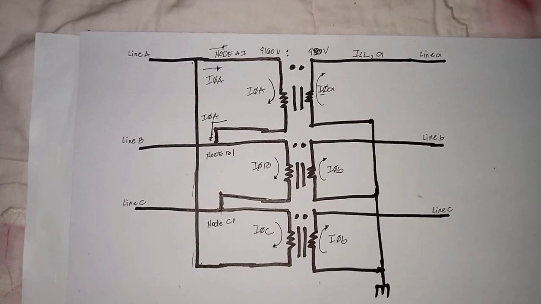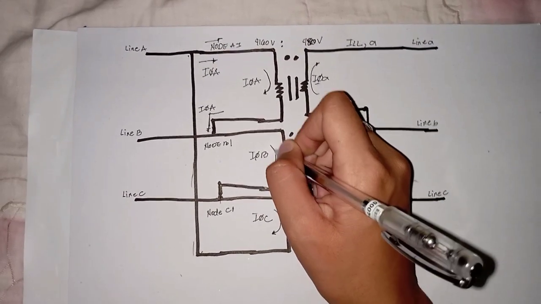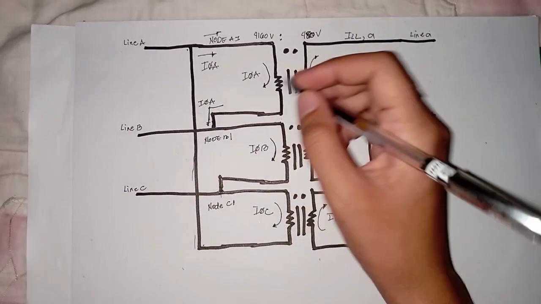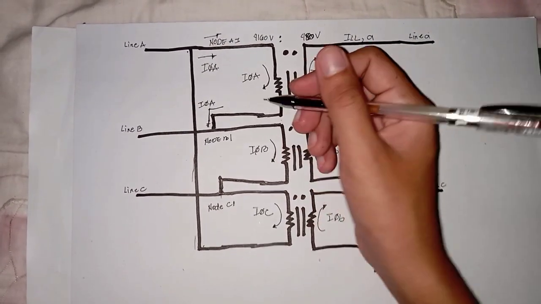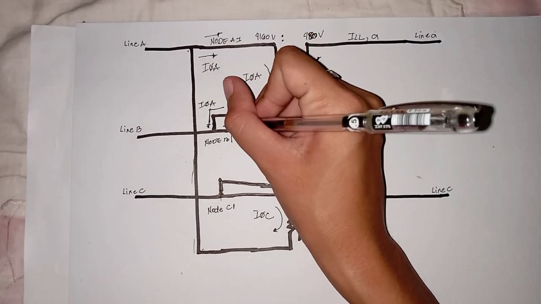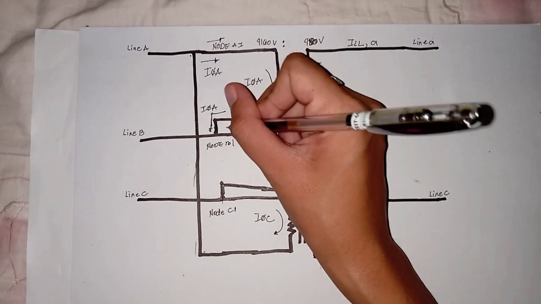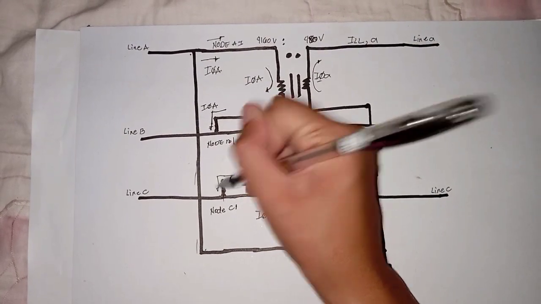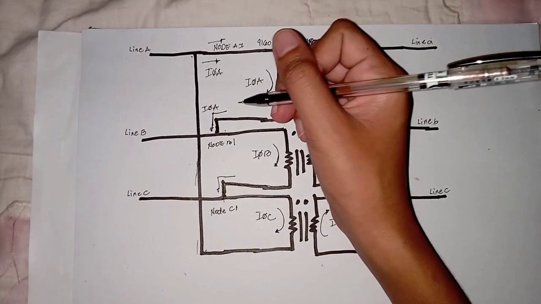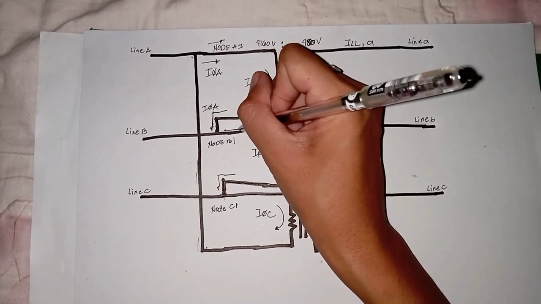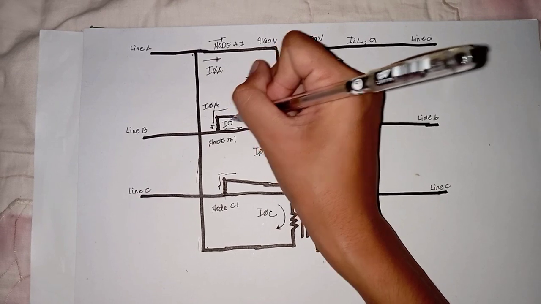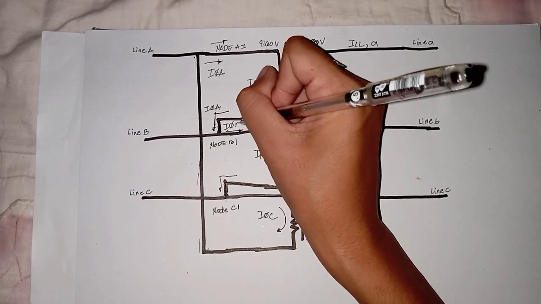So let's move to the phase B current. That primary B current must flow into the polarity side of winding B and out of the non-polarity side of winding B, which means that the current that flows out of node B1 is phase B current.